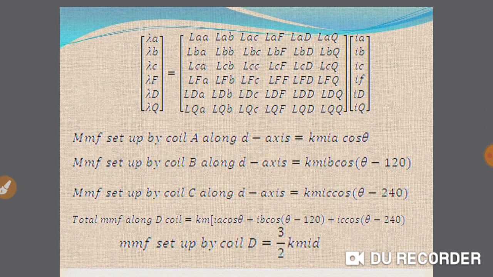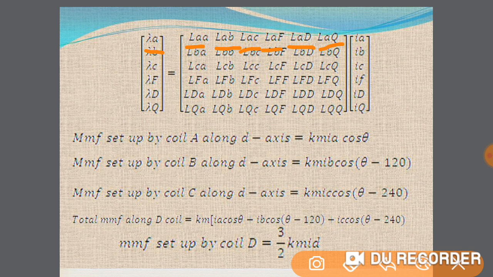If we represent the flux linkages of any particular system in a matrix form, then with respect to A, B, C and F, D, Q, we will be having the following matrix as shown here. So if we denote it by lambda A, we will have on the right side LAA, LAB, LAC, then LAF, LAD and LAQ.